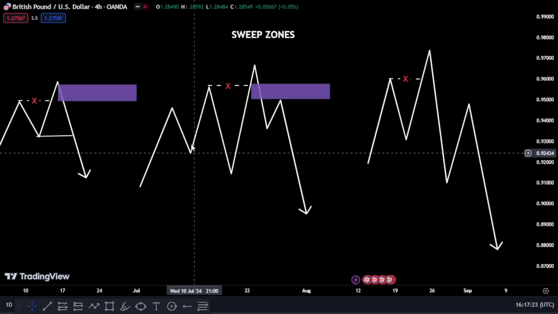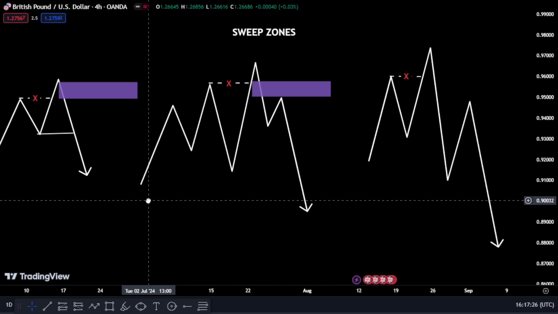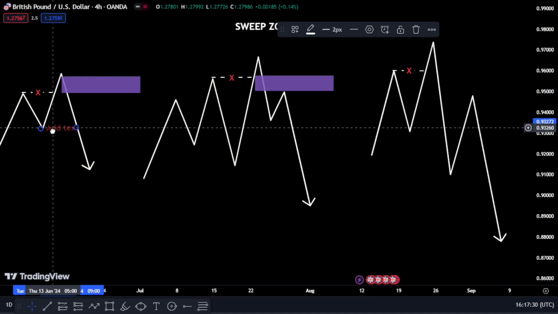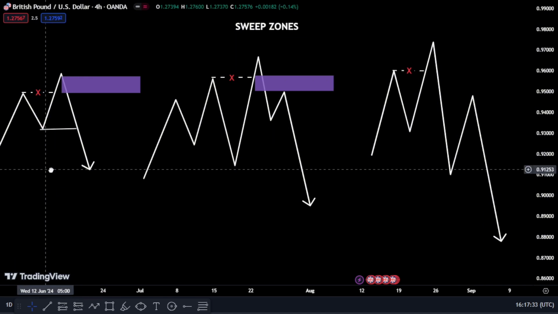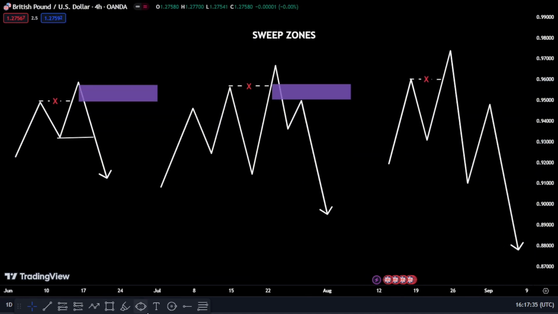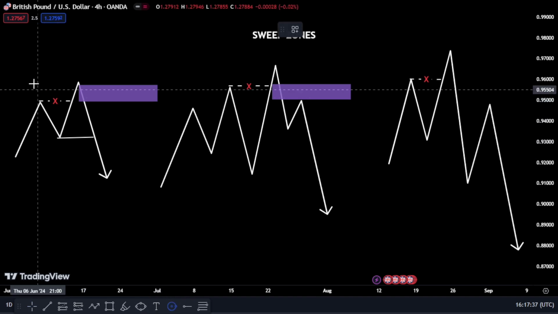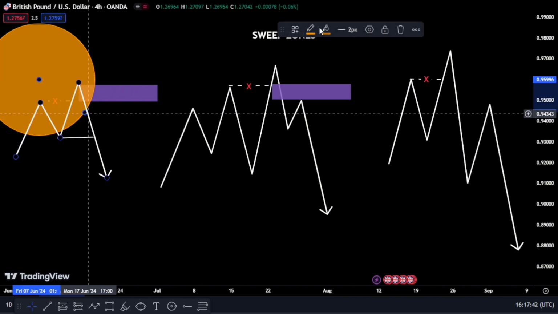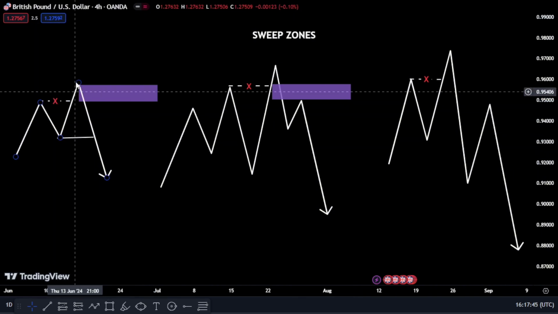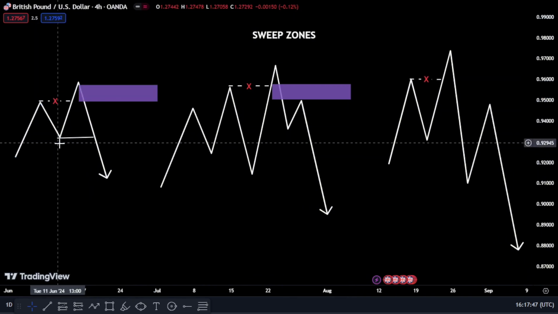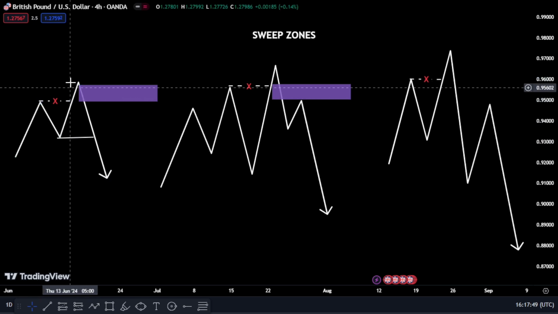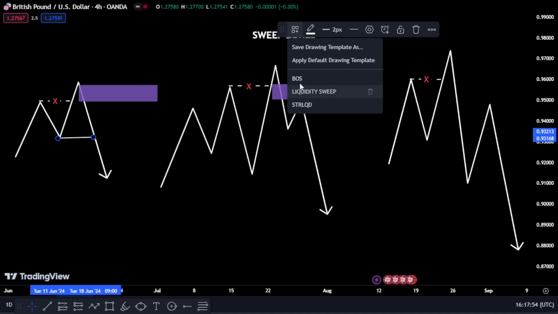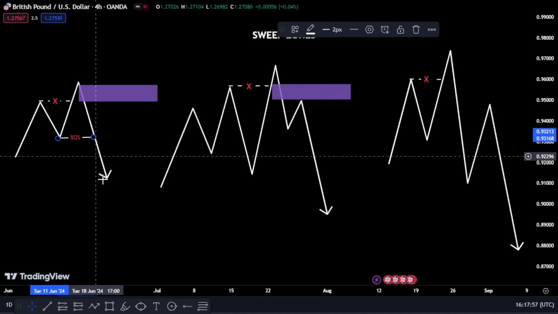Now what I want you to do is to be able to spot liquidity in the market. So let's say this right here is where you're expecting a double top pattern. What happens? Liquidity is provided. The market takes out liquidity and provides a break of structure to the downside.